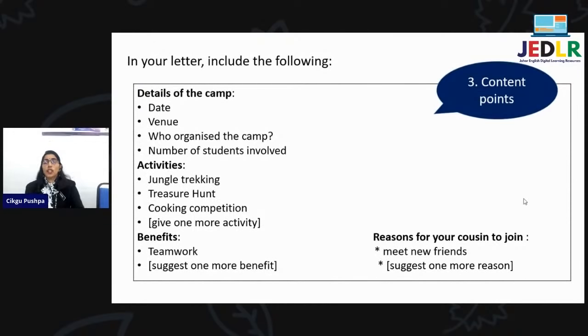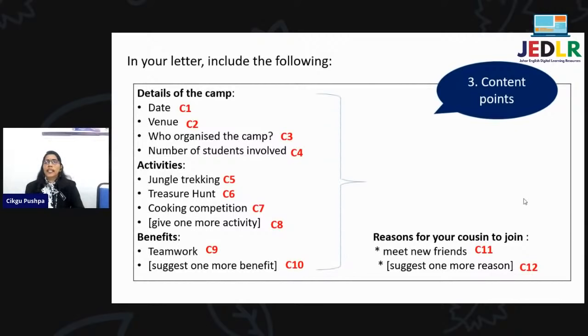Next, the content points. If you have 3 marks for your format, you are going to have 12 marks for your content. Let's check. Date, C1. Venue, C2. Let's follow me. Who organized the camp? C3. Number of students involved, C4. Jungle trekking, C5. Treasure hunt, C6. You have C7. You have C8, 9, 10, 11. Here comes 12. So now you know you have 3 marks for your format and 12 for your content. Okay, so you're on the right track.